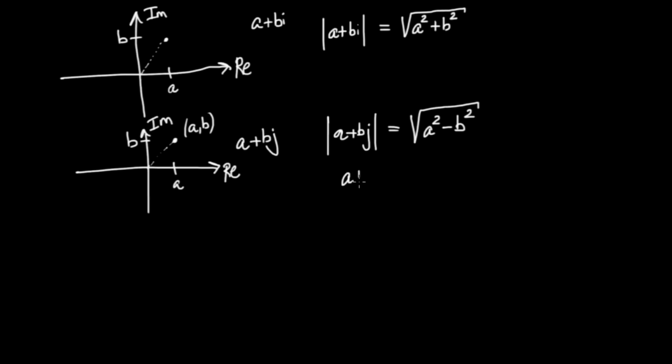And hopefully you can see from that if I square both sides, I have the squared magnitude of a plus bj is equal to a squared minus b squared. Now, you may be wondering why I changed up the definition of magnitude for the split complex numbers. And to show you why that is, let me go back to the squared magnitude of a plus bi, just to make things cleaner, which was a squared plus b squared.